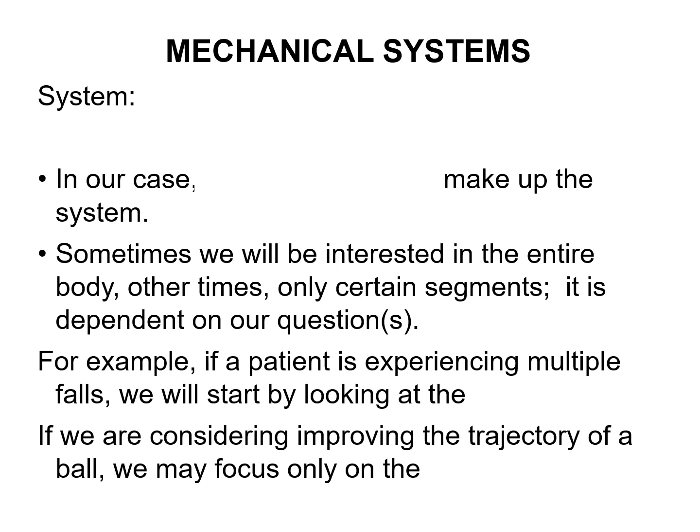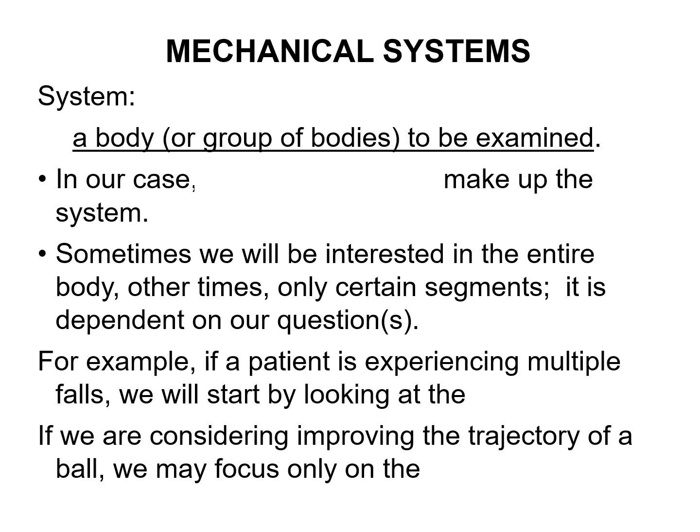So, in biomechanics, we're essentially trying to look at the human body as a mechanical system. So a system is a body or group of bodies to be examined. Okay? If we're looking at people, the human body is a system. In our case, the body segments, our limbs and trunk, head, and neck, make up that system. Sometimes we're interested in the entire body. Other times we're only interested in certain segments. It's dependent on our questions.